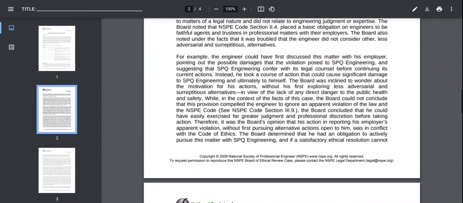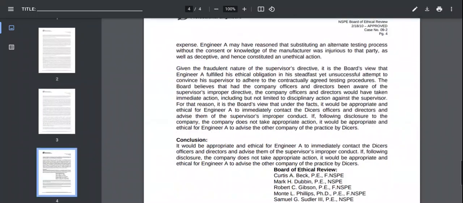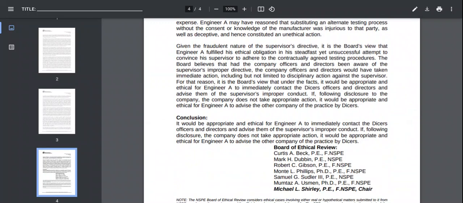That is, what they conclude is not that the engineer has any sort of obligation or duty to report anything. What they say is this: it would be appropriate and ethical for engineer A, et cetera, et cetera. And then they say it would be appropriate and ethical at the end. Saying it would be appropriate and ethical is saying that it's morally permissible for them to do something, not that it's morally obligatory. And that does seem to me to be a reasonable conclusion in itself, but it's not what the code says.